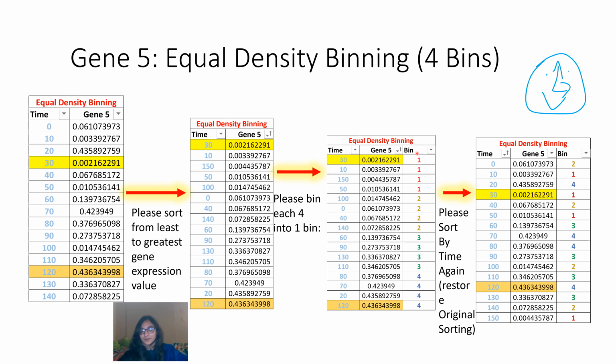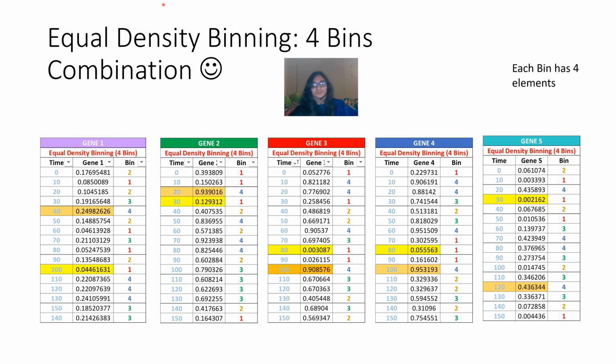So these 4 ones are scattered here, here, here, as well as down there. So this shows the equal density binning. This is sort of an overview, and you can see that the behavior changes for equal density binning from gene 1, 2, 3, 4, 5, as we go along for each of these different bins.